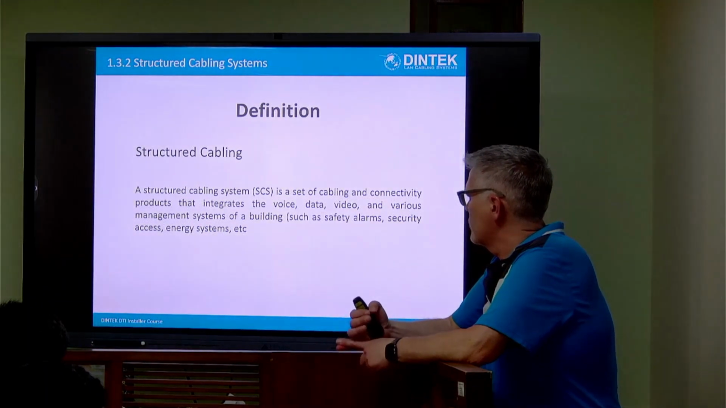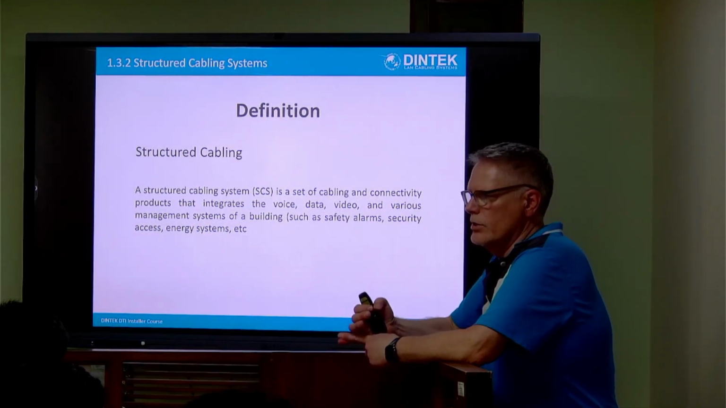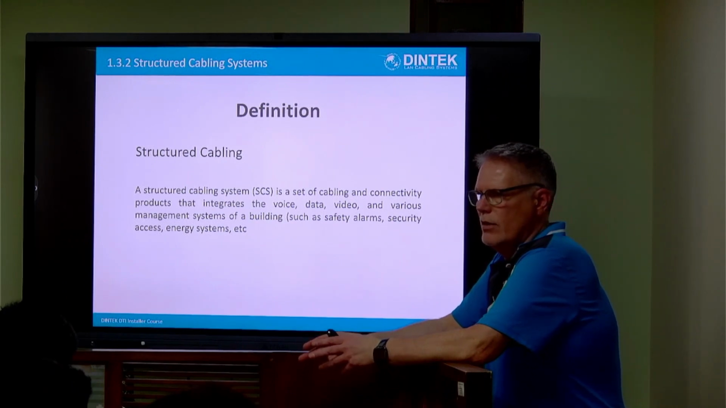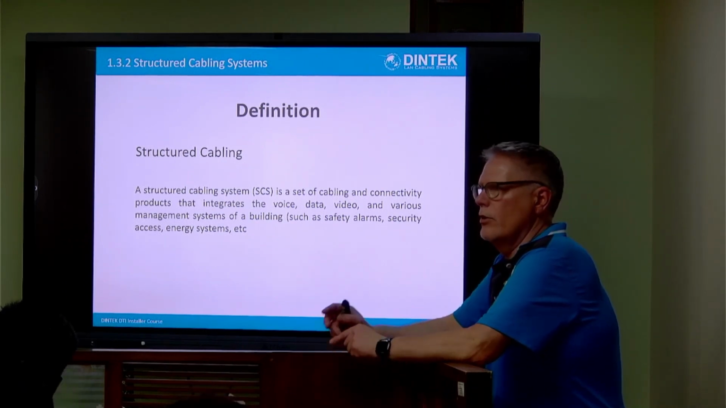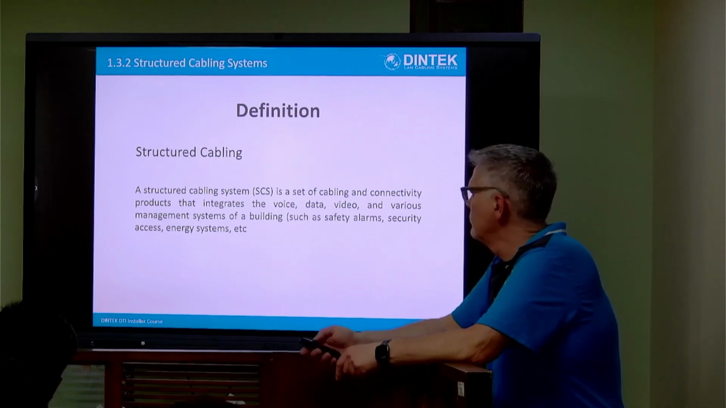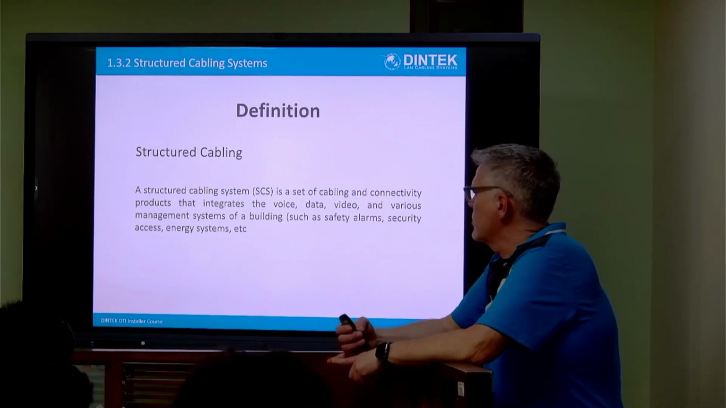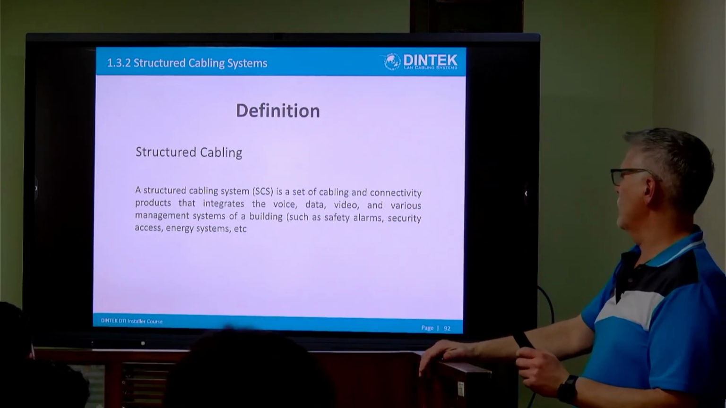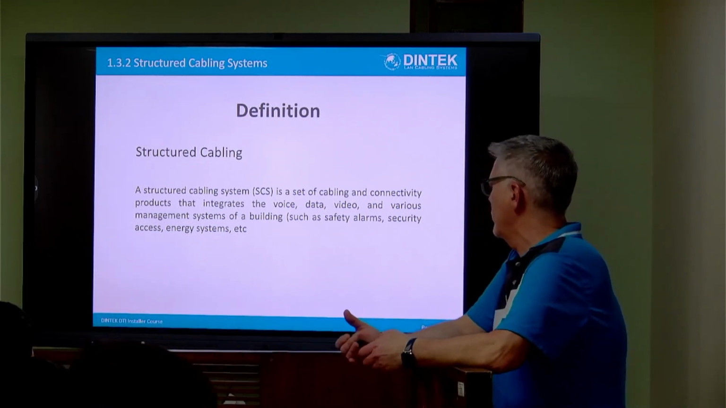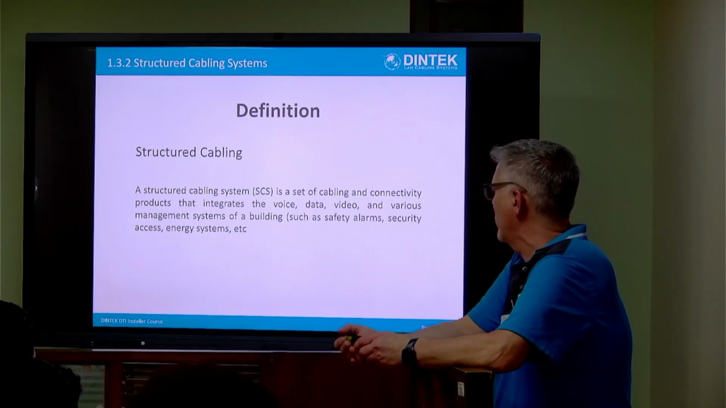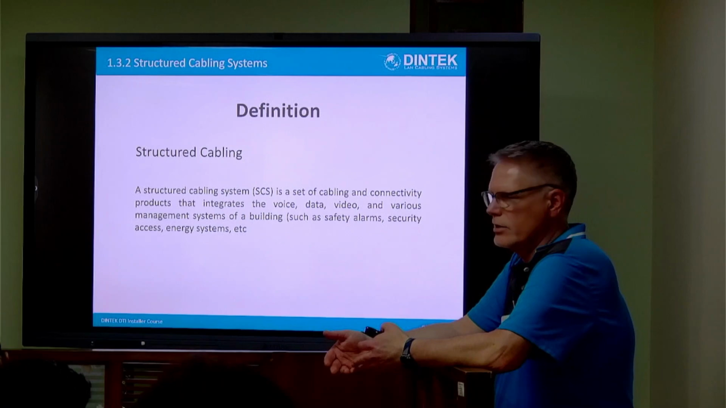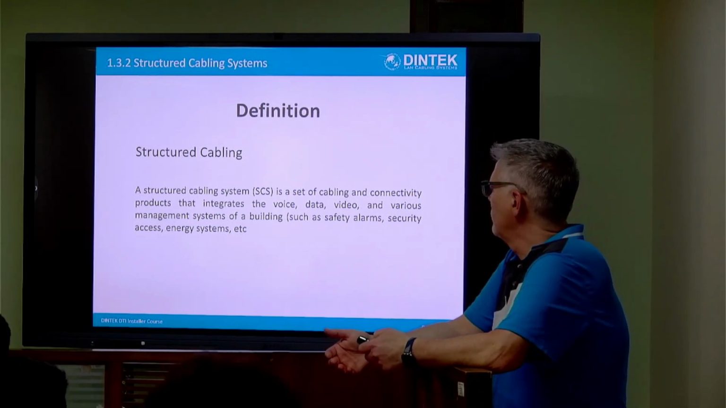And now we'll look at structured cabling itself. So that was a generic cabling system under the 568.0-B standard. So what is structured cabling? It's a set of cabling and connectivity products that integrate voice, data, video, and various cable management systems in the building, such as safety, alarm, security, access, energy, all those sort of things.